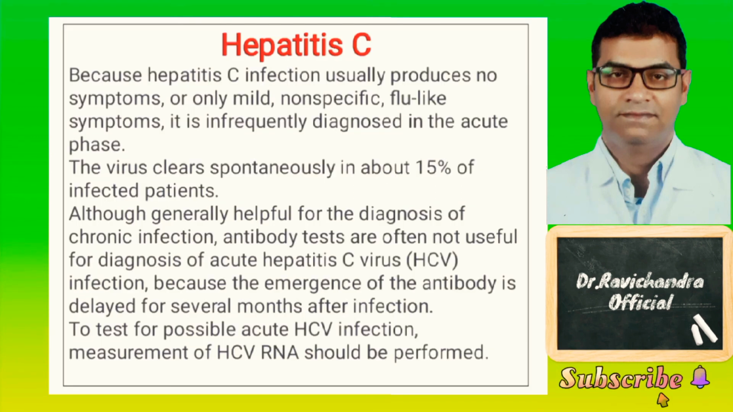Hepatitis C infection usually produces no symptoms, or it may cause mild, non-specific flu-like symptoms. It is infrequently diagnosed in the acute phase. The virus clears spontaneously in 15% of the infected patients. Although generally helpful for the diagnosis of chronic infection, antibody tests are often not useful for the diagnosis of acute HCV infection because the emergence of the antibody is delayed for several months after the infection. To test for possible acute HCV infection, HCV RNA should be performed.